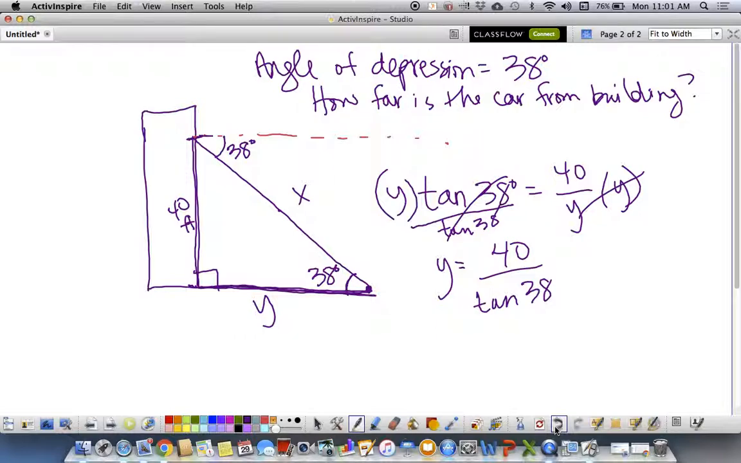51.197. Is that what everybody got? 51.19766. I'm in radians. Why? I didn't change it. Your calculator made it go there. So 51. Do feet matter? Yes, feet matter. Alright, using tangents, you can tell how far it is. Yes, it gives you sine, cosine, tangent.